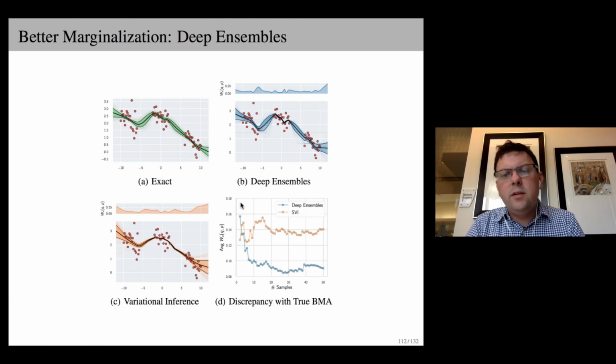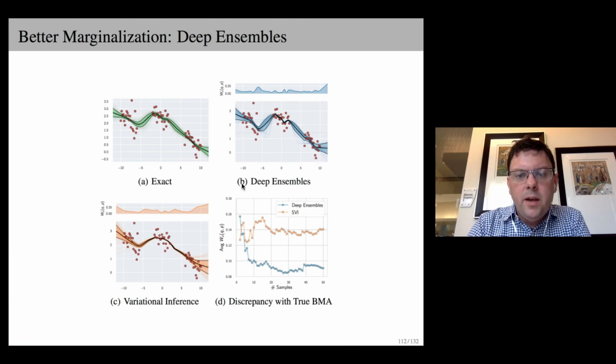Here, we empirically test how close the deep ensembles predictive distribution is to a near exact predictive distribution, which we can see in panel A. In panel B, we have the deep ensembles. We can see visually it's fairly similar to the exact distribution. In panel C, we have a variational procedure doing single basin marginalization with a Gaussian approximate posterior.